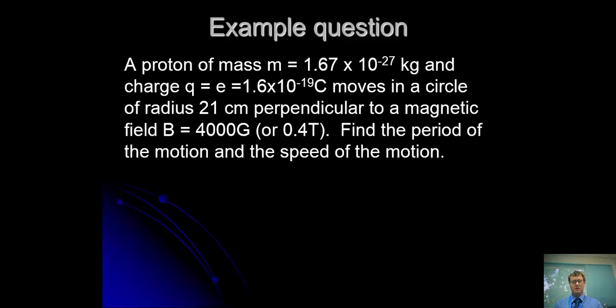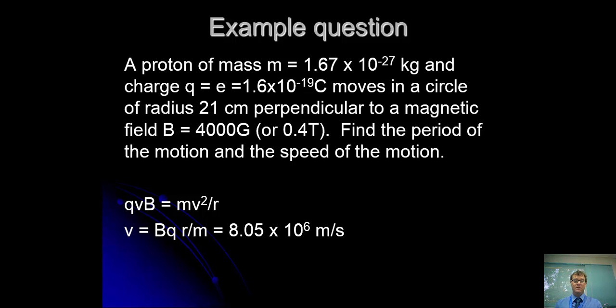Okay, let me take you through this now. We know that qvB equals mv squared over r. Therefore, we can rearrange this to show that v equals BqR divided by m, which comes out at 8.05 times 10 to the 6 meters per second. T is the period, so we've got 2 pi r divided by v, and that gives me 1.64 times 10 to the minus 7 seconds.